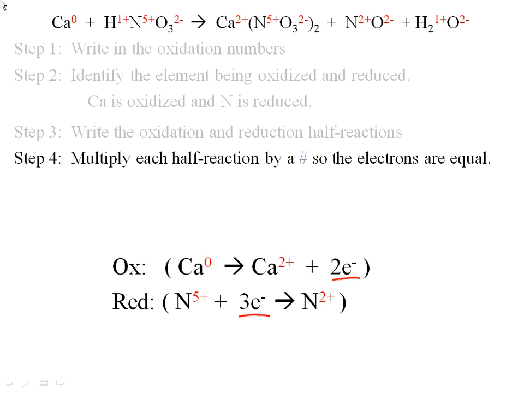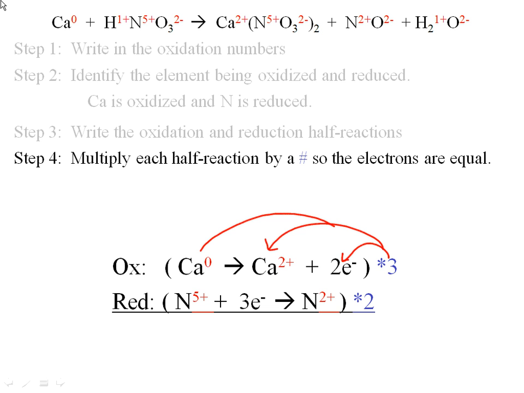To make the electrons equal to 6 for the oxidation half reaction, we need to multiply that reaction by 3. And then we need to multiply the reduction half reaction by 2 so that the electrons will both be equal to 6. We're going to distribute that 3 and 2 throughout the whole reaction. So everything in the oxidation half reaction gets multiplied by 3, and everything in our reduction half reaction gets multiplied by 2. We're going to rewrite those 2 reactions and then add them together.